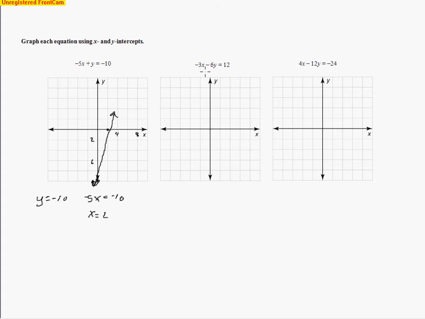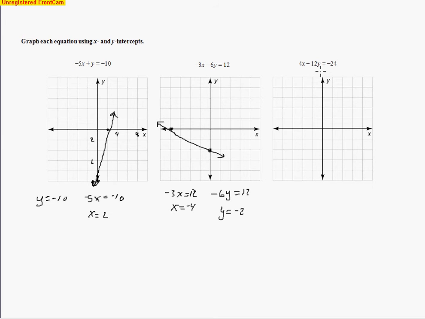So looking at this next one, the x-intercept is going to be negative 3x equals 12 when I set y equal to 0. So I have to divide by negative 3, and when I do that, I'm left with x equals negative 4. So I go over 4 spaces to the left, put a dot, and I look at the y-intercept. I'm left with negative 6y equals 12 when I cancel out the x term, and so y equals negative 2 when I divide by the negative 6. So I go down 2 spaces, put a dot, and then draw the line between those points.